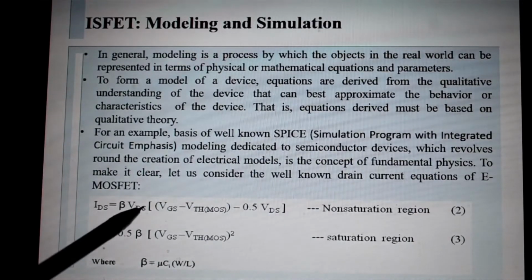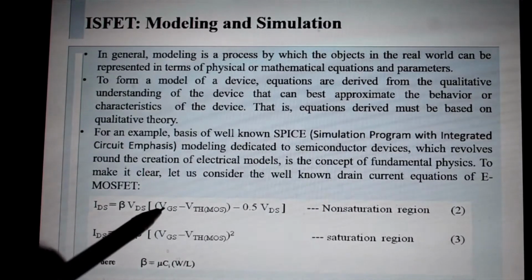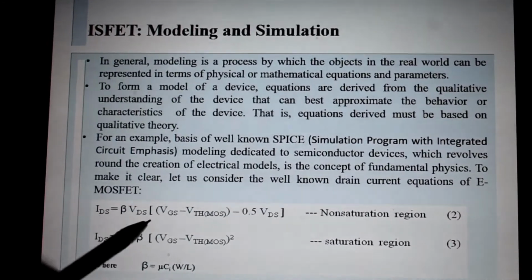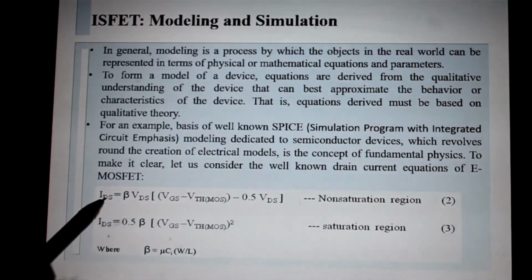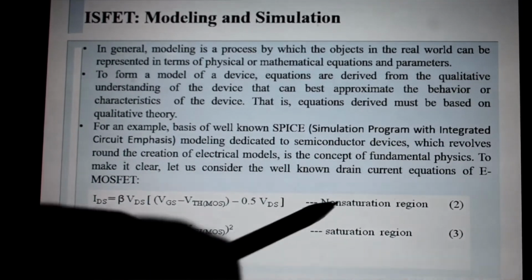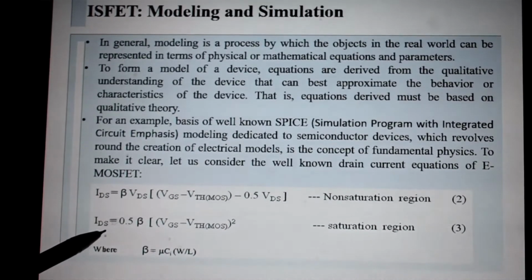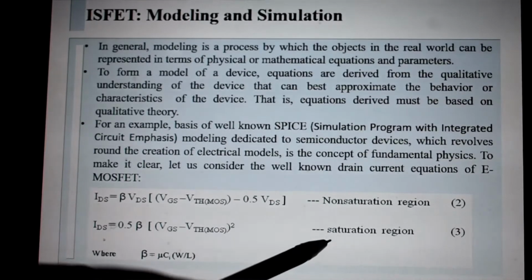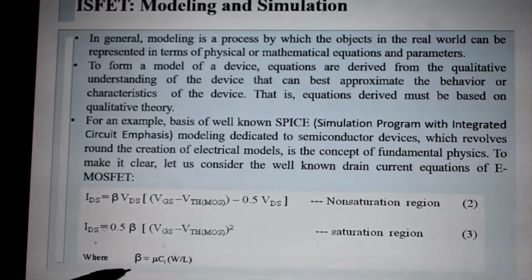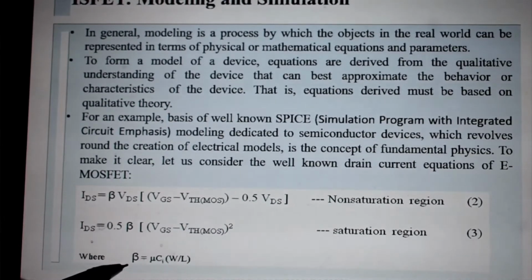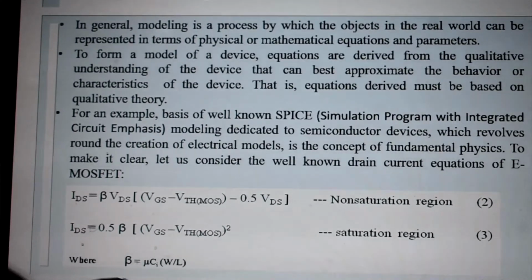These two equations are well known. Also, we have discussed them earlier. One is the drain current at the non-saturation region. This is the drain current at the saturation region. These are well known, where beta is a design parameter given by this expression, which is a constant.